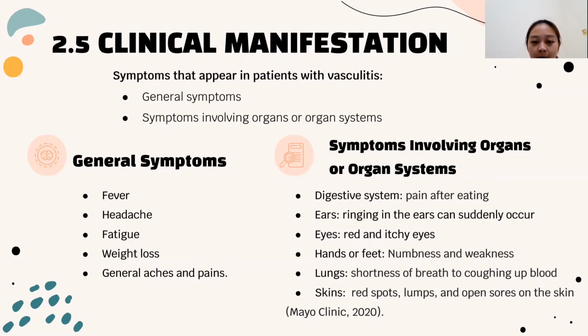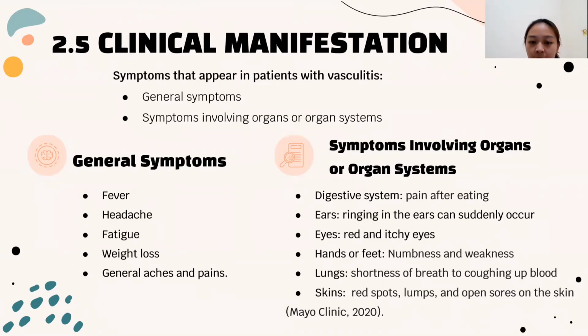Now I'm going to explain about the clinical manifestation. There are several symptoms that appear in patients with vasculitis. The symptoms can be divided into general symptoms and symptoms involving organs or organ systems. General symptoms that appear in patients with vasculitis include fever, headache, fatigue, weight loss, general aches and pains.